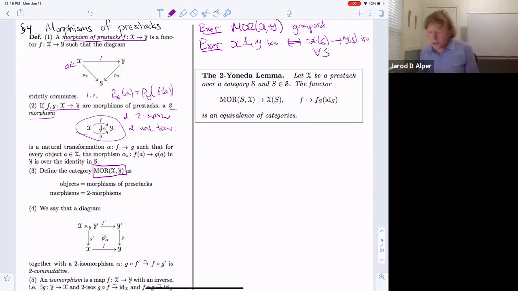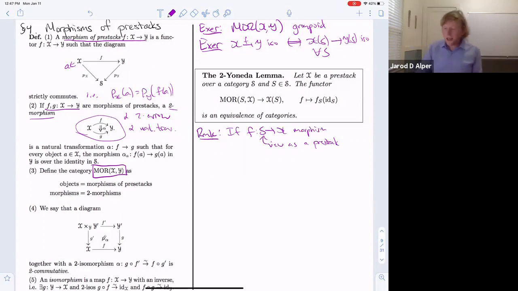And I don't have that much time, but I at least want to point out how these maps are defined. So first, remark here that if you have a map from S to X, this is a morphism of prestacks. So here you're viewing the scheme as a prestack. And so what is that? What is involved in giving such a morphism?